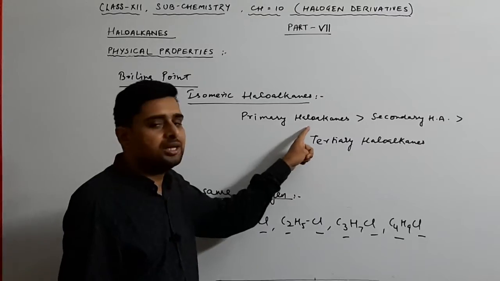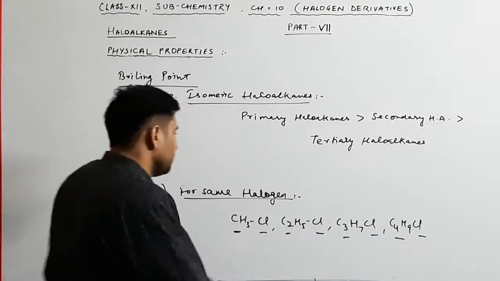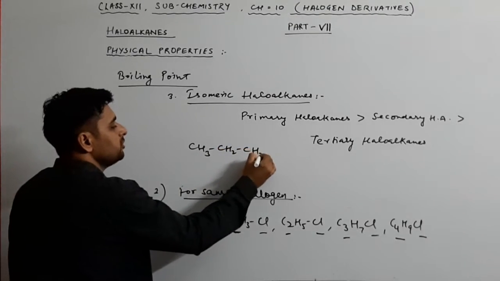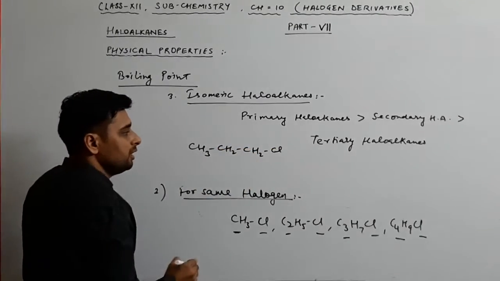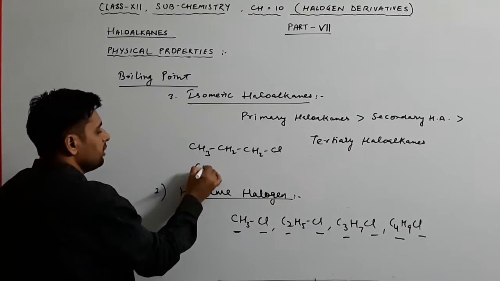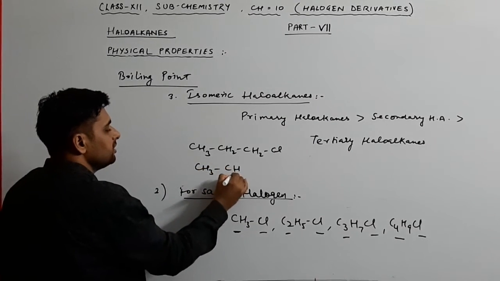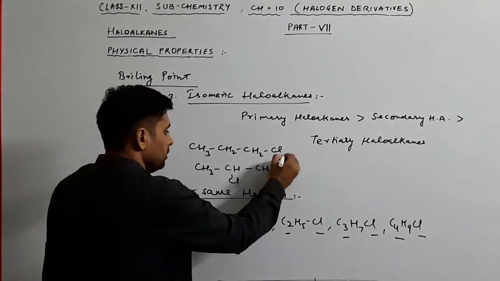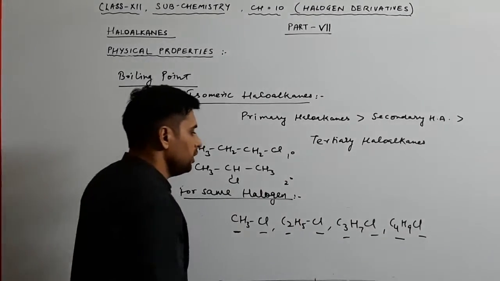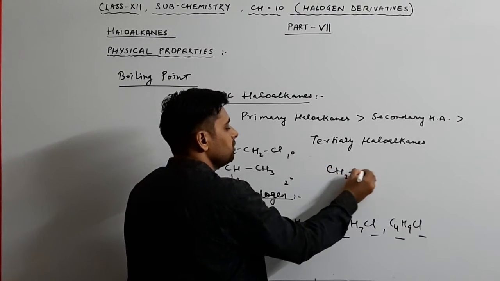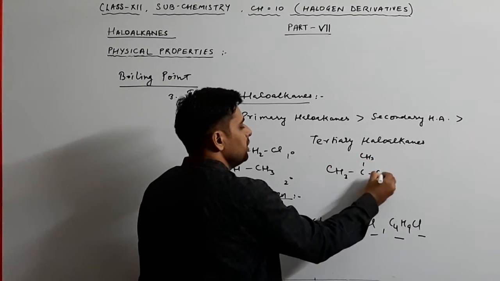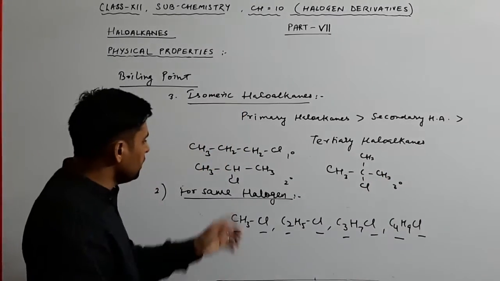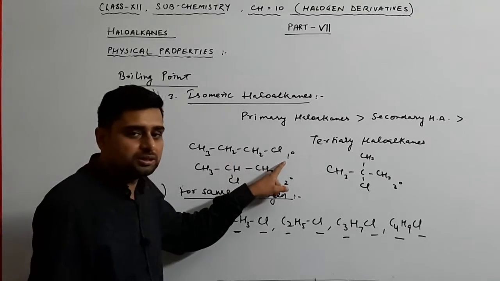So primary haloalkanes have a straight chain like this. This is the example of primary haloalkanes: CH3, CH2, CH2 and Cl. The example of secondary haloalkane is CH3, CH, Cl and again CH3. This is 2 degree. This is 1 degree haloalkane. This is 2 degree. And third one is CH3, C, CH3, again CH3 and Cl. This is 3 degree.